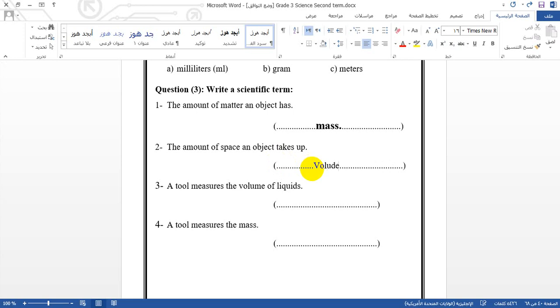You have to differentiate between volume and mass. You have to differentiate between them because I think they seem to have the same definition, but they are different, because here it is the amount of matter, but here the amount of space. You differentiate between them by only the two words, matter and space. Amount of space is related to the volume, and amount of matter is related to the mass. A tool that measures the volume of liquids. Which one? Sure, the graduated cylinder.